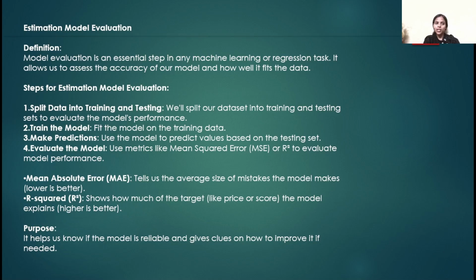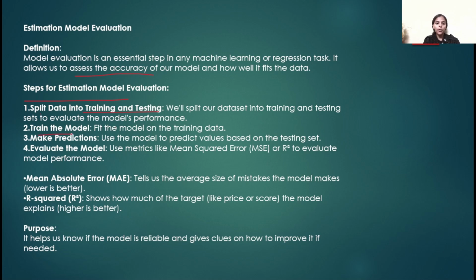Estimation model evaluation is an essential step in machine learning algorithms, which allows us to assess the accuracy of our model and how well it fits the data. There are following steps for estimation model evaluation. First is split data into training and testing. In this, we have to split our data into training and testing, which is used to evaluate the model performance.